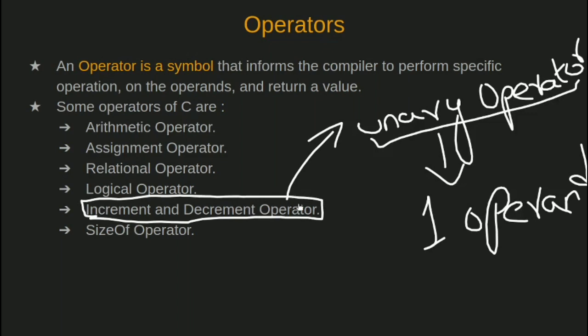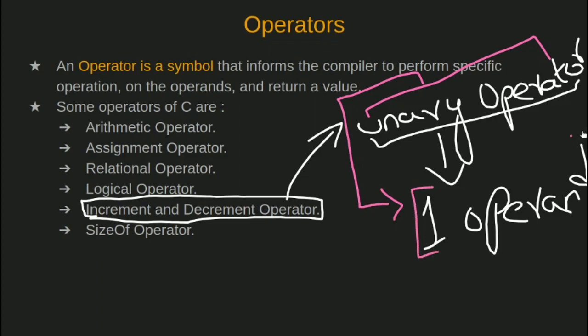The increment and decrement operators are also known as unary operators, and the reason they are called unary operators is because they can work with only one operand, unlike the other operators which need at least two operands to work with. Even the sizeof operator is a unary operator, which we're going to see later in this video.